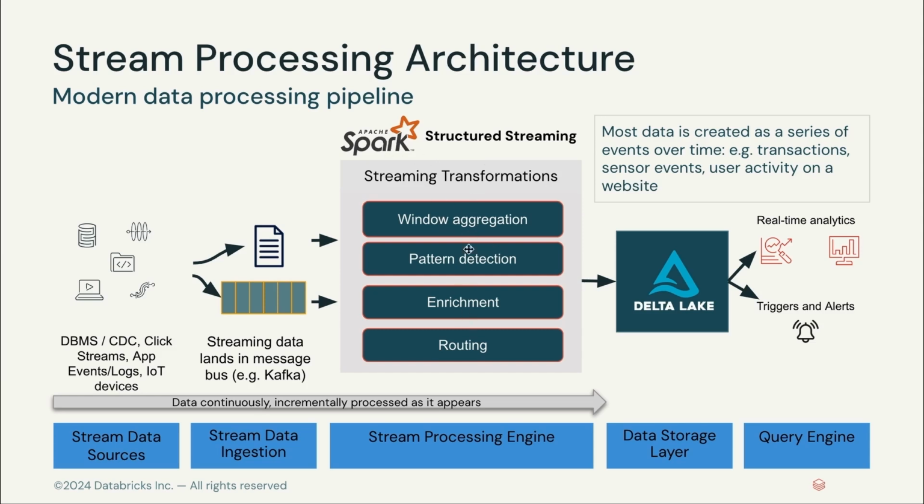And this might involve some transformations like window aggregation, enrichment, might be routing to specific tables as opposed to others. And then most data then becomes what we want to have be transactions. So we'll push that data into Delta Lake, where we can perform real-time analytics, triggers and alerts, and other things. And you can see how each of these stages of the process work at the bottom of this graphic here. We have our stream data sources, we ingest, we use a processing engine like structured streaming, and then we have our data storage layer, Delta Lake, and then our query engine where we actually can make sense of that data after it's been pushed into Delta Lake by our streaming system.